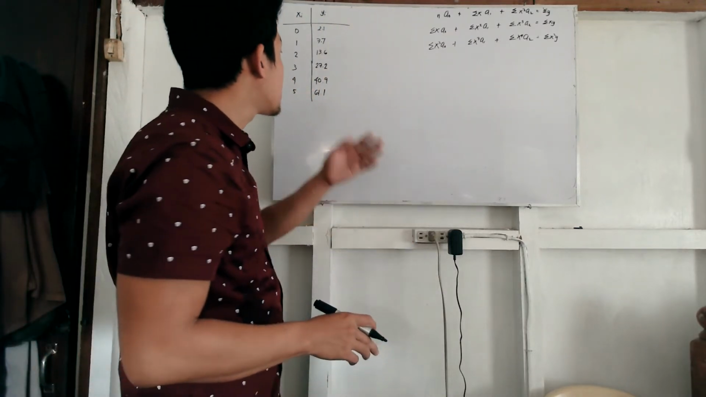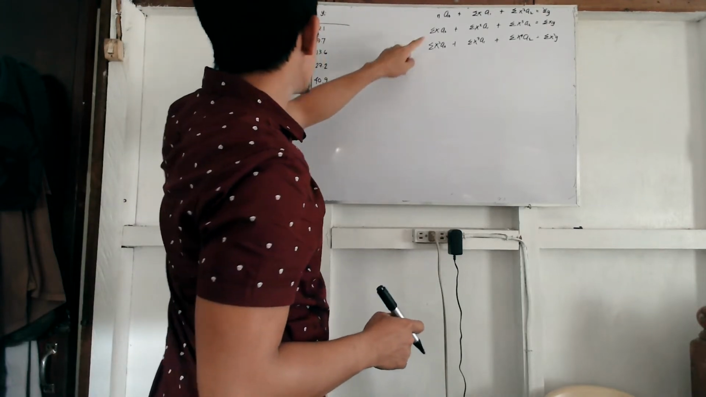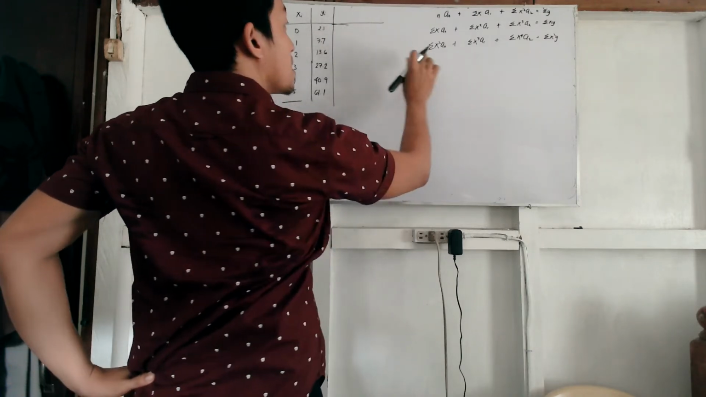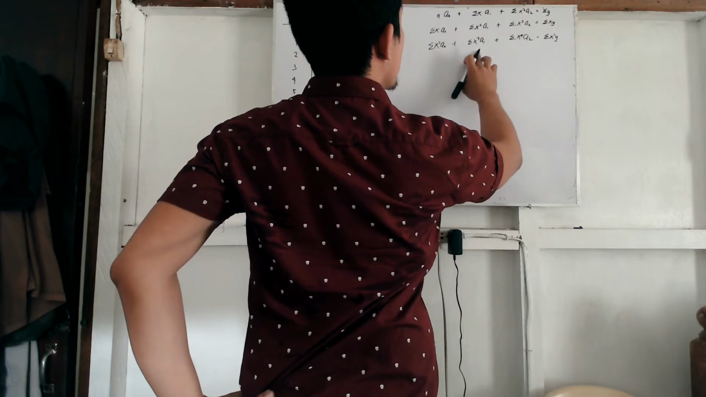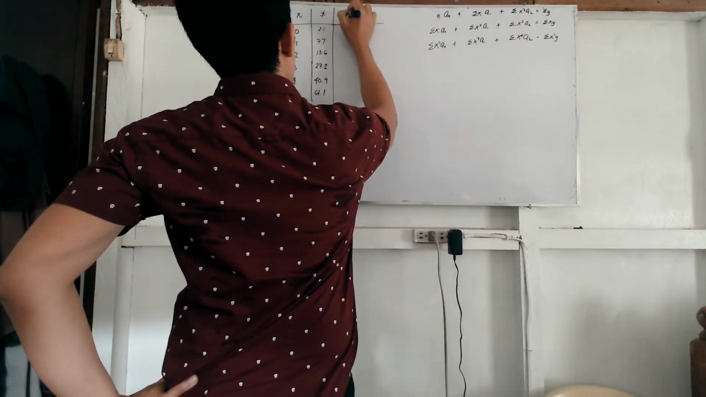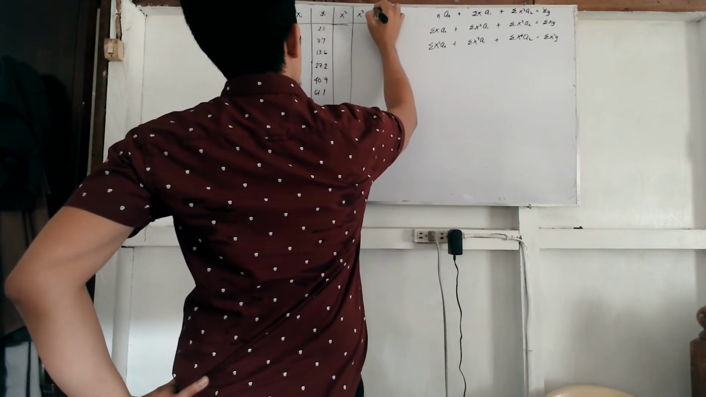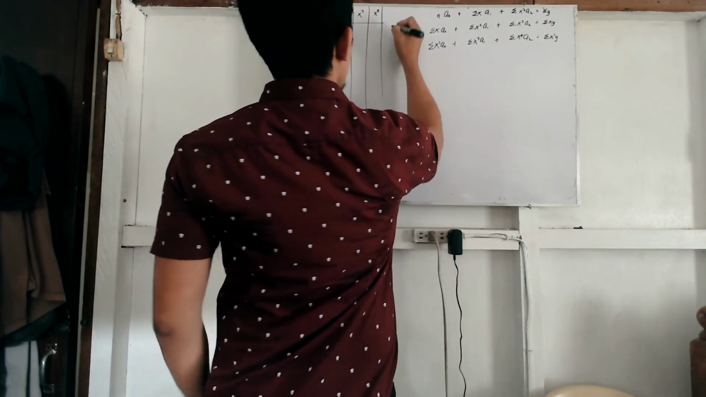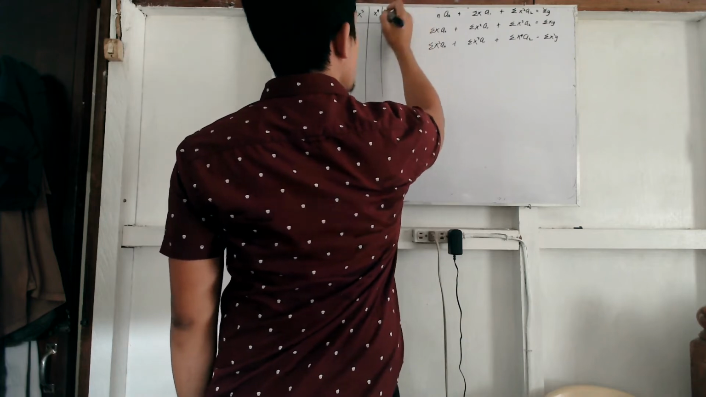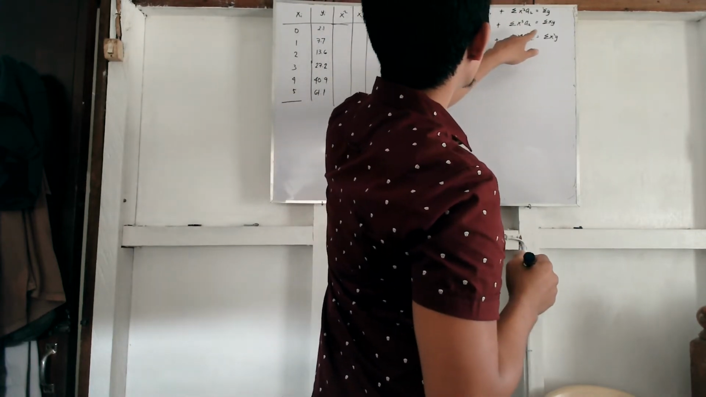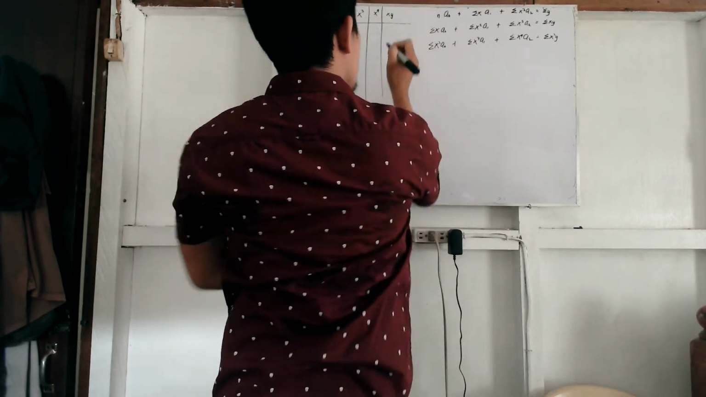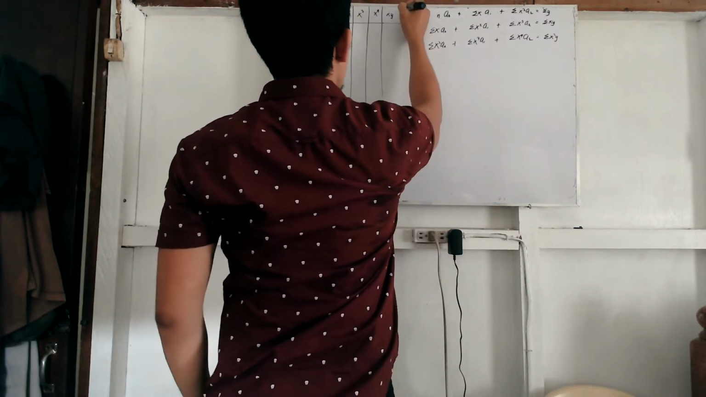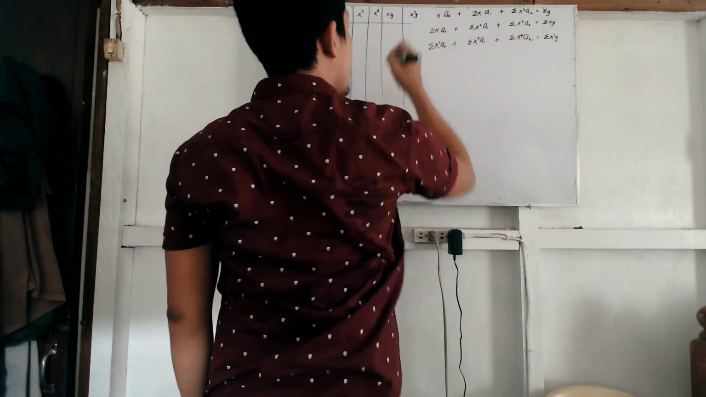So what we need to compute, again, is x squared, x cubed, and the fourth power. So you have x squared, x cubed, x to the fourth. Then you have xy. You have also x squared y. Okay?